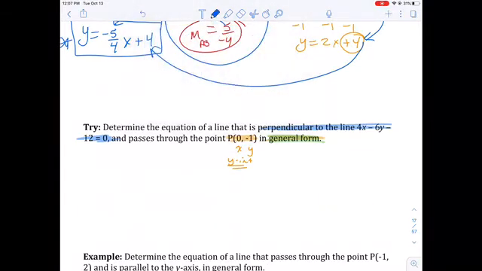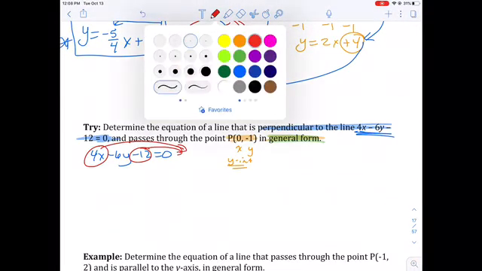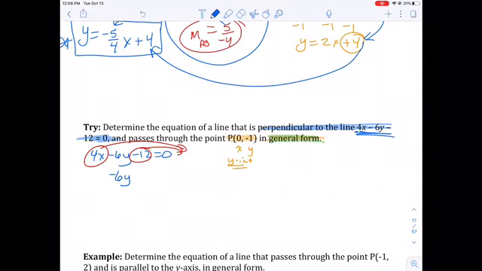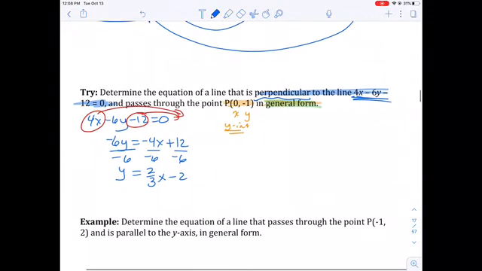So let's find the slope of this line, 4x minus 6y minus 12 equals 0. And we want the perpendicular slope, so I'm going to move this over. We get negative 6y equals negative 4x plus 12. Divide both sides by negative 6, and we've got a positive 2/3 x minus 2. 4 over 6 reduces to 2/3. So I want the perpendicular slope. The perpendicular slope is going to be negative 3 over 2.